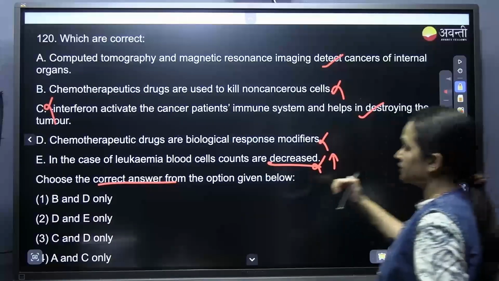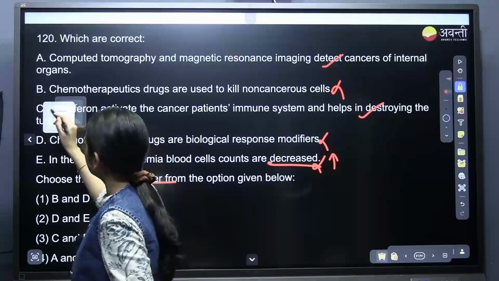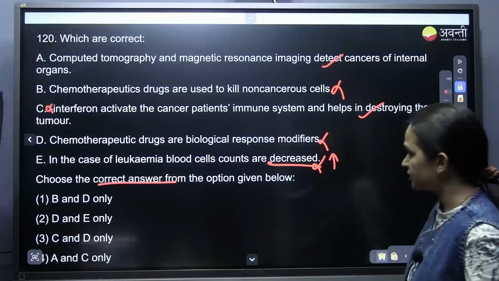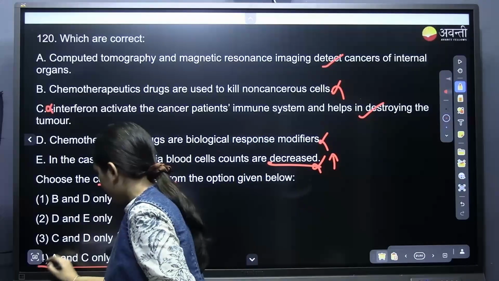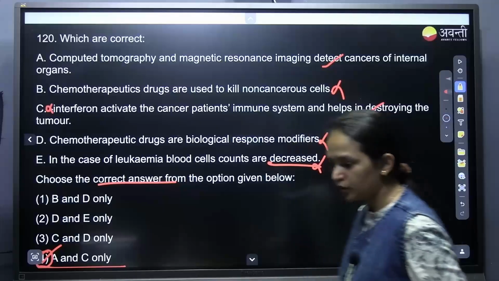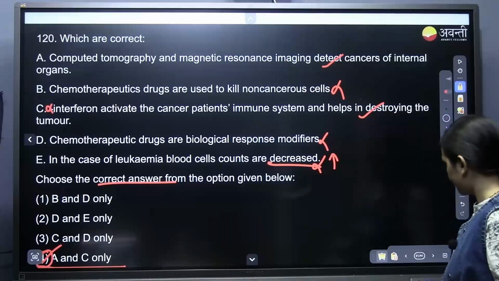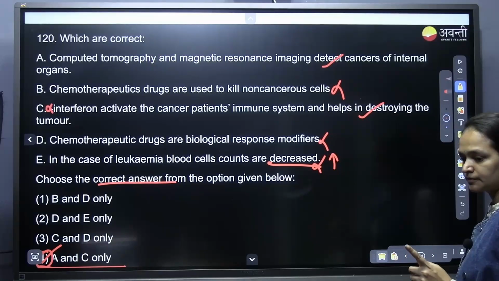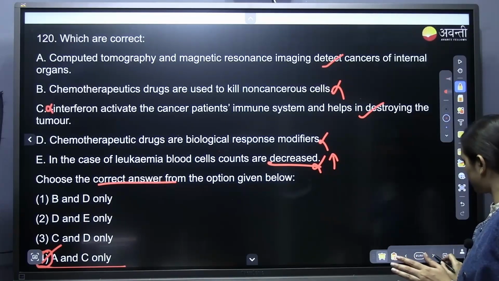Yes, A. This is alpha I have written. Okay. Alpha interferon. Yes. So A and C. A and C. Yes. 4 is the correct answer. Option 4 is the correct answer. Any doubts? No doubts.